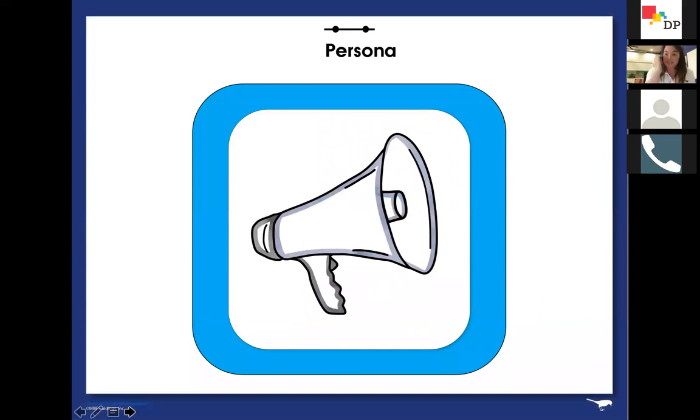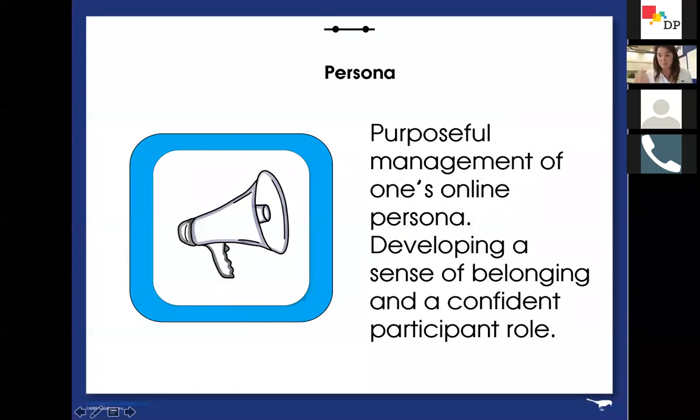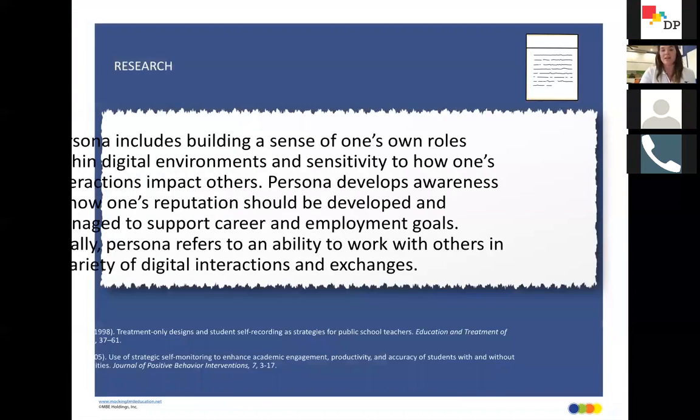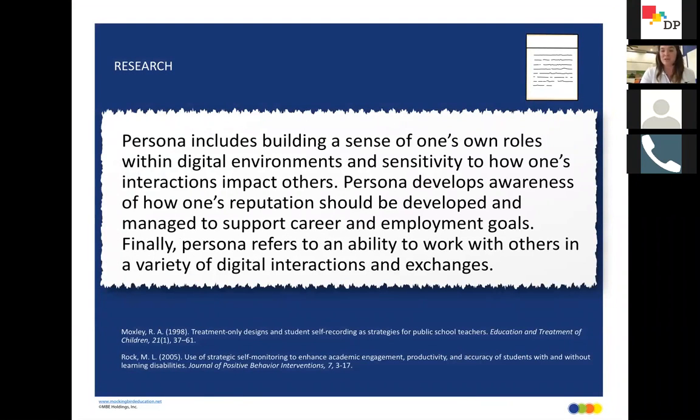And last but not least is persona. And I think this is one of the most critical pieces for our learners, this concept of persona. When we talk about persona, what we mean is the purposeful management of one's own online persona. It's developing a sense of belonging and a confident participant role. Persona includes building a sense of one's own roles within digital environments and sensitivity to how one's interactions impact others. Persona develops awareness of how one's reputation should be developed and managed to support career and employment goals.